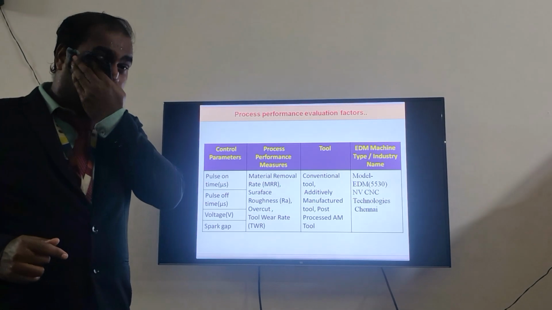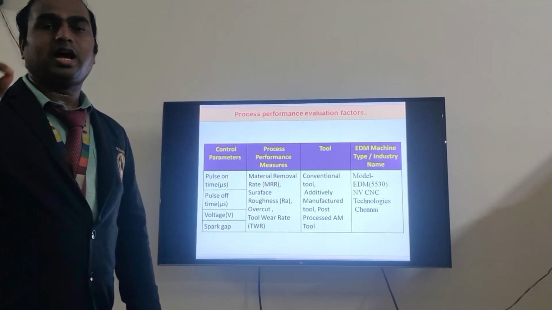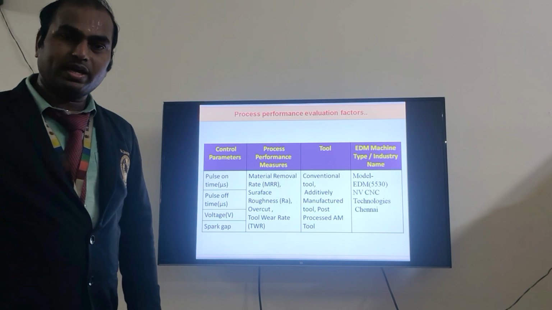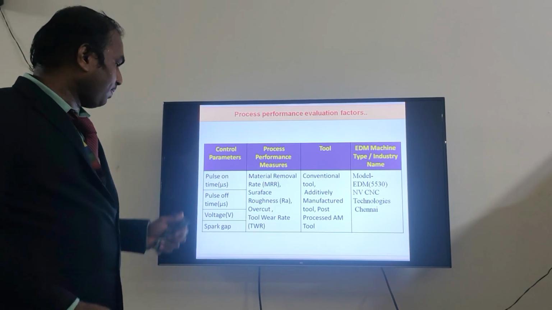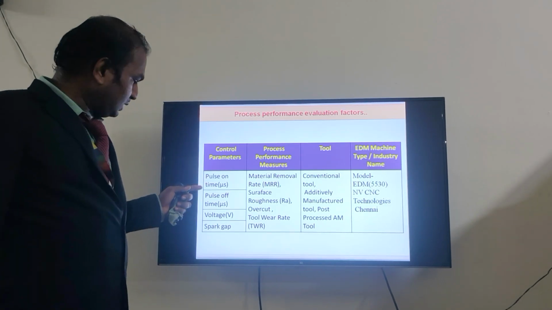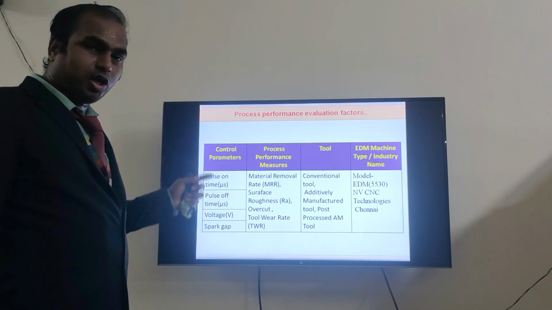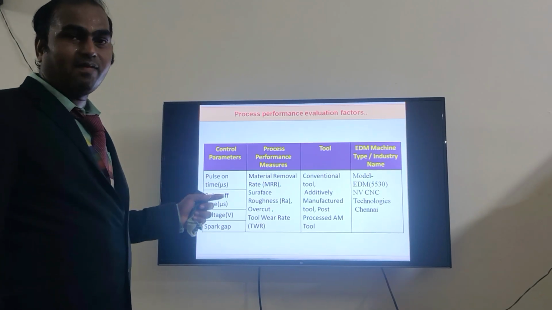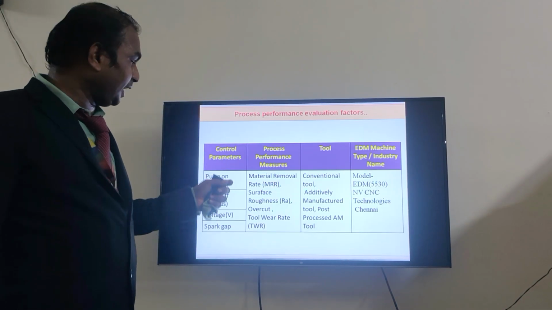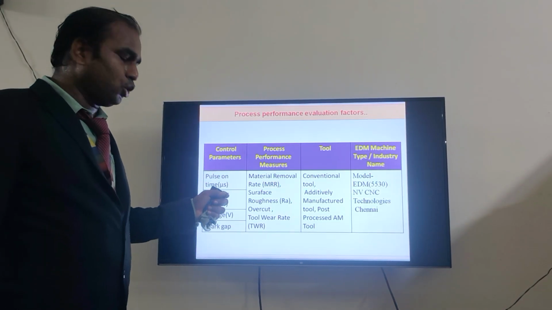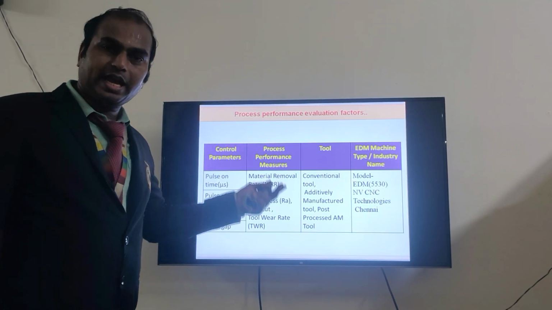Yes. So now I am going to tell you how the process parameters are evaluated in the unconventional machining process, whether wire cut or the EDM process. These are all the basic control parameters: pulse on time, pulse off time, voltage, and spark gap. These control parameters affect the processing performance measures like material removal rate, surface roughness, overcut, and tool wear, where the tool can be a conventional tool or an AM tool.